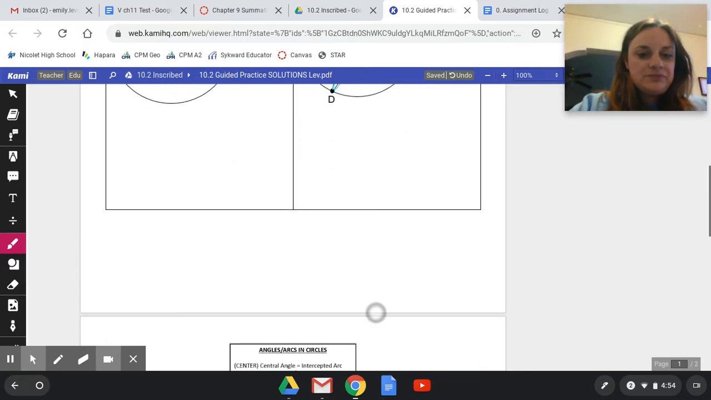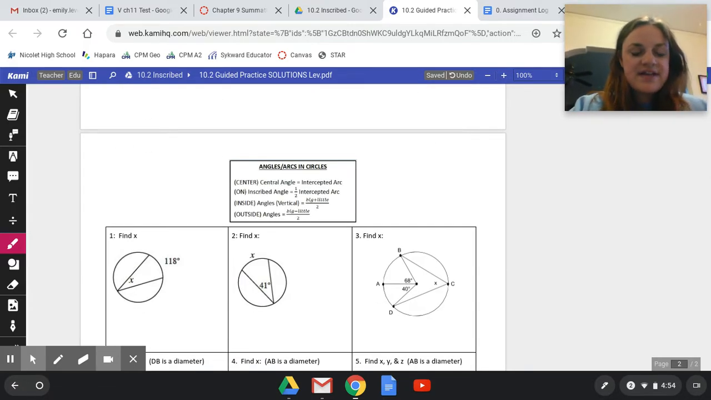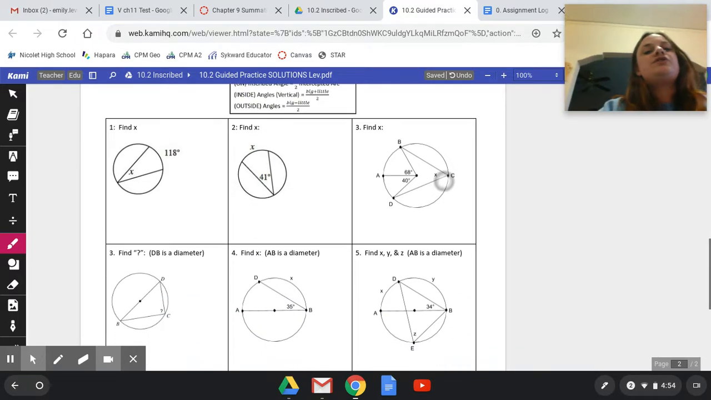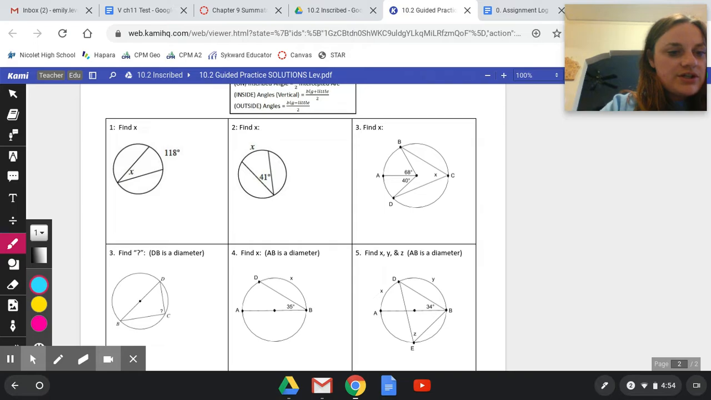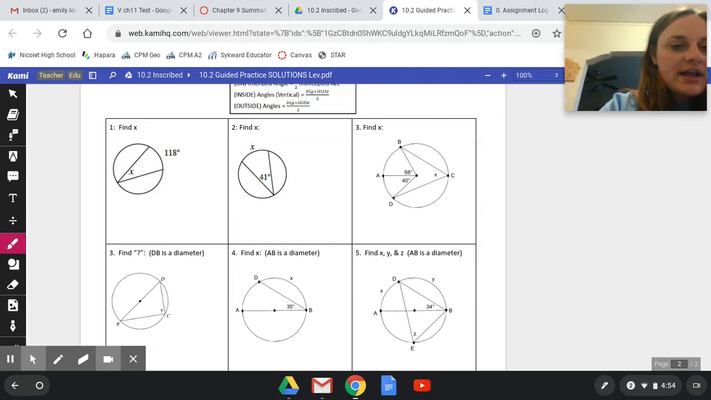All right, so super fun for us because now we can do some solving. This angle slash arcs box is from your formula sheets, which you all have with you and have been using. So let's start just by going through some practice problems. We are using these relationships here. So X right here is an inscribed angle, and the intercepted arc is 118.